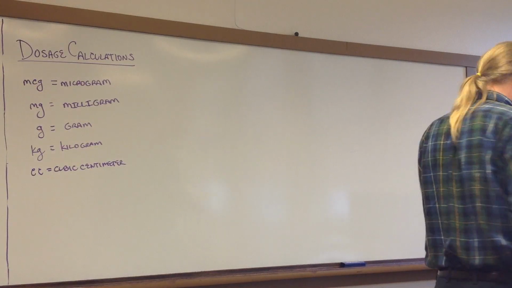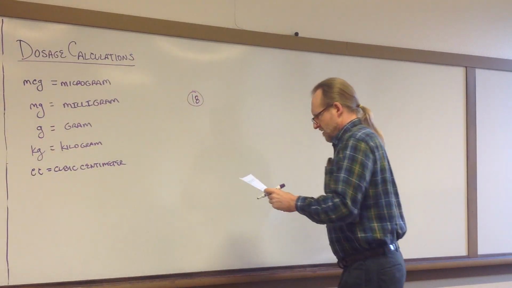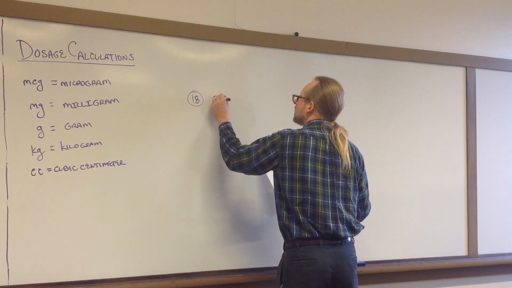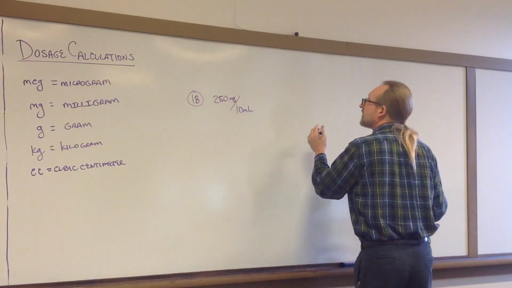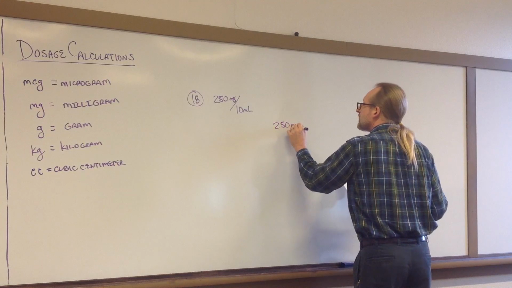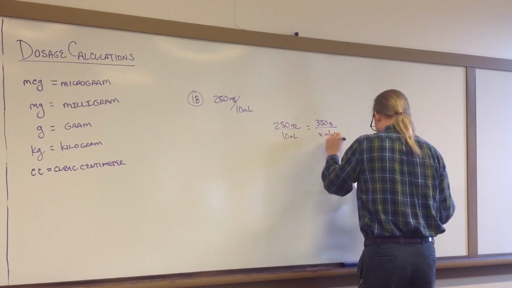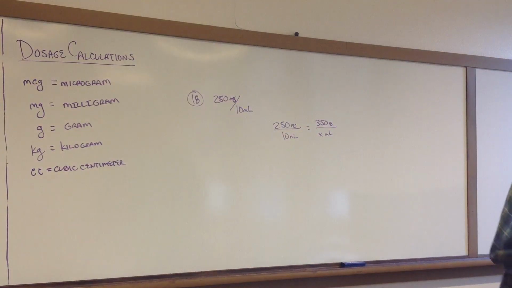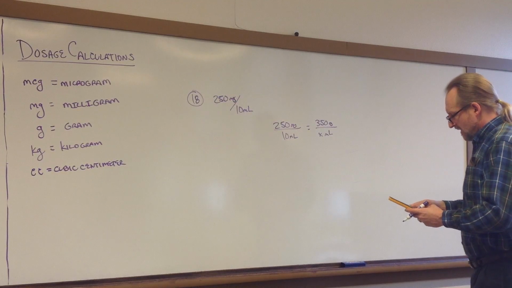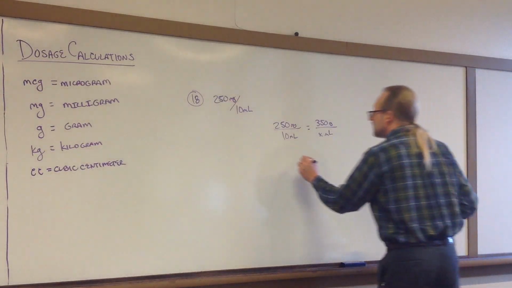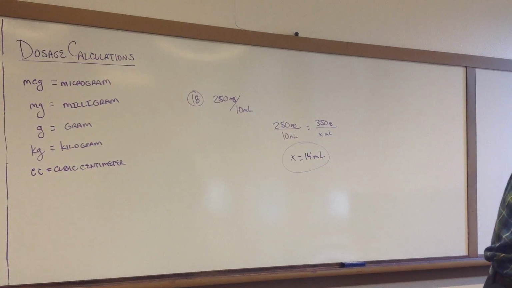Problem 18. Aminophylline, another one I haven't heard of before. Aminophylline injection, 250 milligrams per 10 milliliters. The amount required is 350 milligrams. So let me just go ahead and set up a proportion here, 350. Then how many milliliters are we going to need? Okay, so let's go ahead and go 10 times 350 and then divide that by 250, and so X is going to be 14 milliliters to get that 350 milligrams.